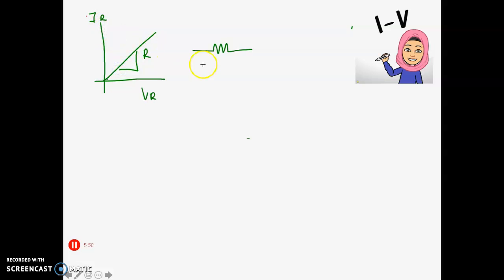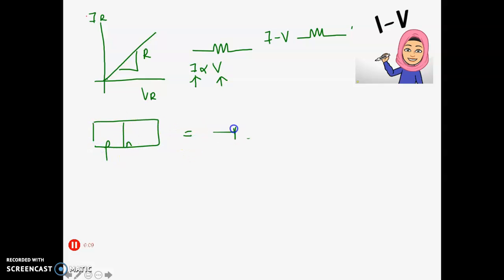I will be proportional to V. As the current increases, the voltage will also increase and vice versa. That's why you have the R. So this is what we call the IV characteristic of a resistor. Now you know that your PN junction is actually your diode.